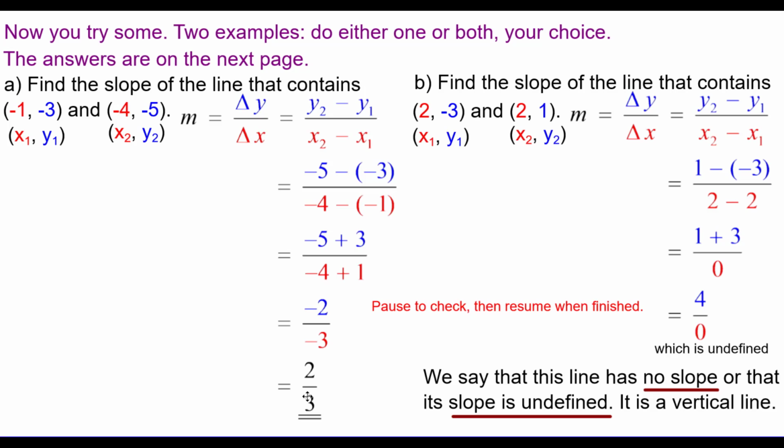So for A, the slope is positive 2/3. For B, the slope is undefined or no slope. You may need to pause this to check your answers and resume when you're finished.